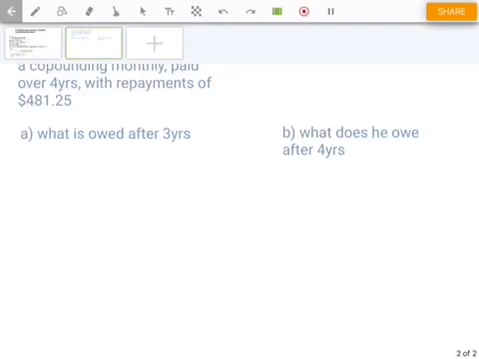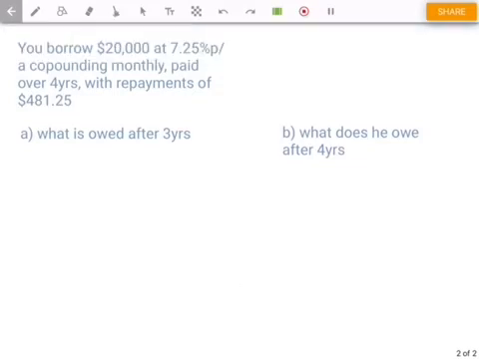So for instance, if we look at this example here, you borrow $20,000 at 7.25% per annum compounding monthly, paid over 4 years with repayments of $481.25. So first thing we're going to look at is what is owed after 3 years.